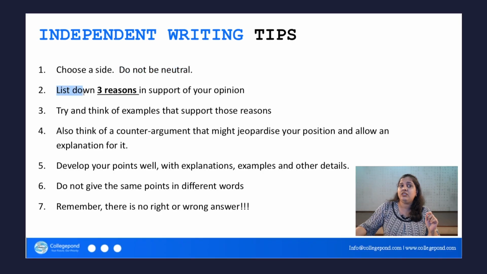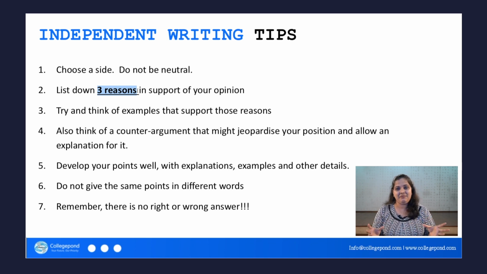Another thing that you might want to understand is you will need to list down at least 3 reasons in support of your opinion. Now you might ask me, why 3 reasons? What is so important about this number? Remember, in this task you have to write around 300 words. So if you write say a 5-paragraph essay with an introduction and a conclusion, you can have 3 paragraphs which could have 150 to 200 words or even just 50 words, and then you will still reach the target of 300 words.